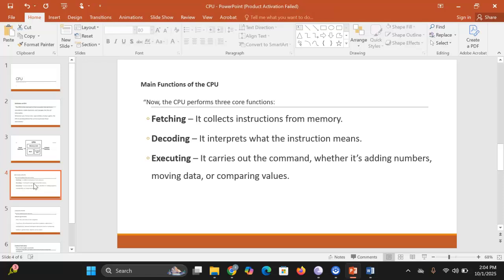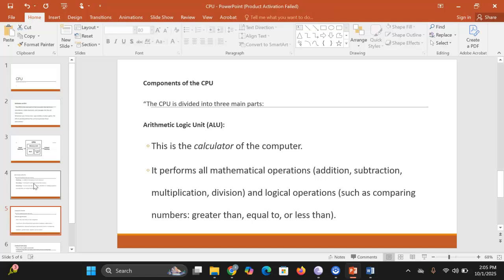After decoding, that is executing. So it carries out whatever command has been instructed. If it's adding numbers, moving data, or comparing values, it's going to do that. That is basically what happens inside a CPU. Fetching instructions from memory, decoding the instructions to know what they mean or what should be done to them, and executing those instructions, carrying out whatever command has been given in order to do the particular job that it's required to do.